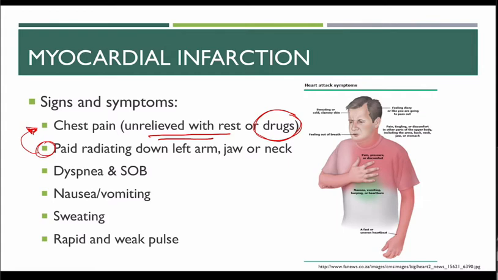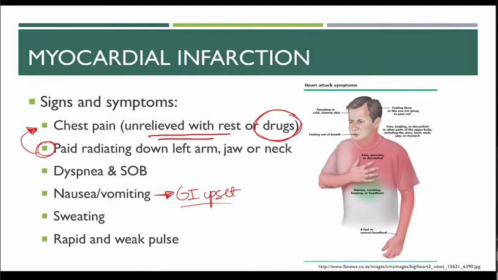Dyspnea is, again, that sensation of difficulty breathing. So a sudden experience of dyspnea and shortness of breath can be a sign that they're experiencing myocardial ischemia. Nausea and vomiting can be a sign. Sometimes individuals who are having a myocardial infarction actually confuse their symptoms with GI upset. So they'll describe it more as heartburn or having something wrong with their GI system, but it's truly actually signs of a myocardial infarction. Profuse sweating and then a rapid, weak pulse is common.